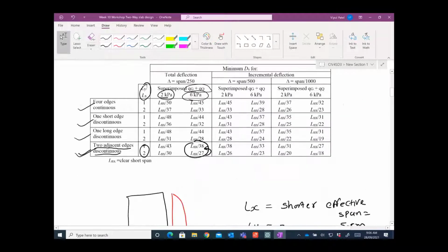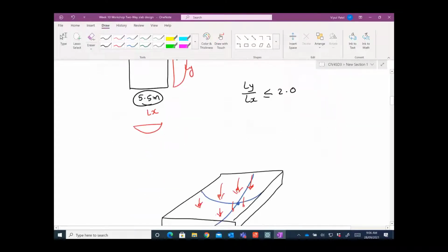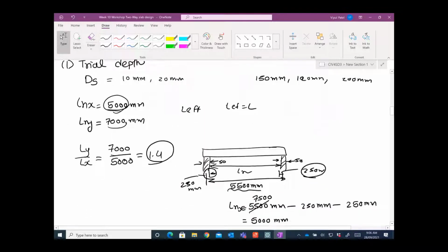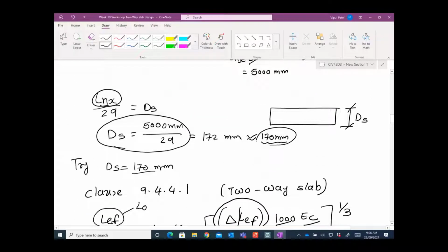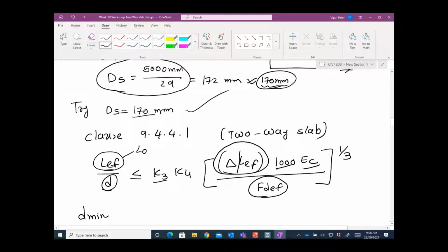Now, as you know, we have to do the trial depth. The trial depth that we have selected is 170 millimeters. That's what we started with, right? That was Lnx over 29, and 170 is a reasonable number. As I mentioned, you should get a feel for the depth of the slabs. You don't want to design something like these slabs, right? You agree with me? You need to have a physically possible slab. So 170 millimeters is a good starting point.